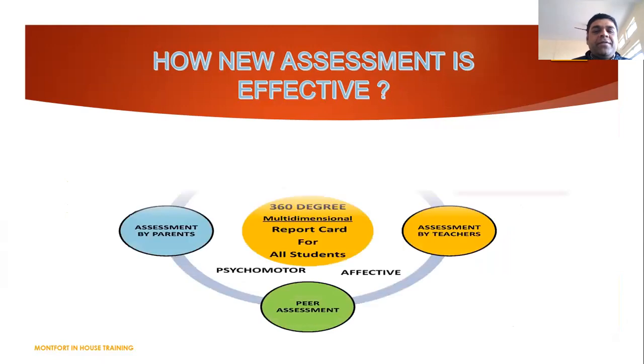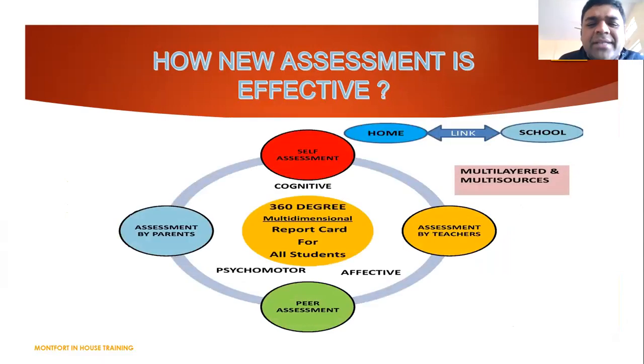How is the new assessment effective? So this is the multi-dimensional 360-degree report card the government is making. There is a link between home and school, and only then does any particular child get good knowledge. So see: self-assessment, assessment by teacher, peer assessment, assessment by parents. So they are giving a full 360-degree report card now. They are observing the student by their cognitive behavior, psychometric aspects, and what the effective things are. So a particular school may give an exact report of the student. It is not only about the marks of any particular subject. So assessment is now like this, and they are focusing more on self-assessment and peer assessment.